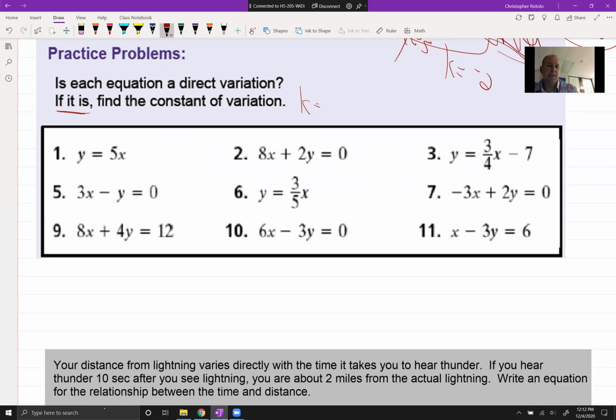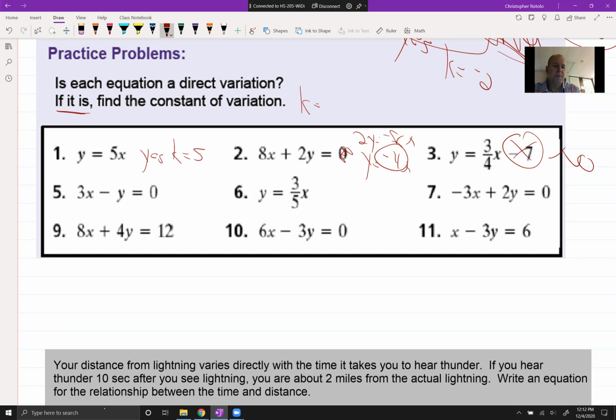So number 1, we said yes, and k equals 5. And number 2, we're going to say yes because this is 0, right? We're going to move some things around. I might say 2y equals negative 8x. So y equals negative 4x. So yes, again, k is negative 4. And number 3, no, there's no way to get rid of that negative 7. That's not going to happen. I can move it to the other side, but it doesn't get rid of it.